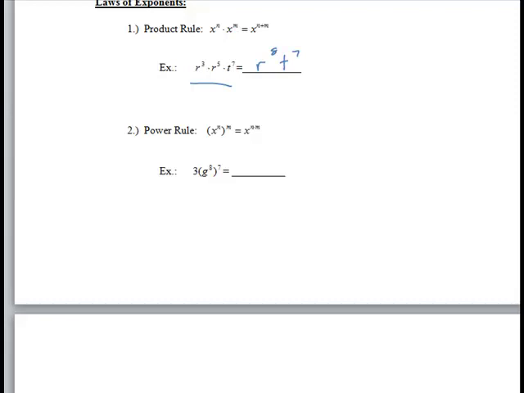In example 3, g to the 8th raised to the 7th. Once again, watch parentheses. That exponent of 7 only belongs to what's inside the set of parentheses, and what's in there is the g to the 8th, so a power raised to a power. You simplify that by multiplying the exponents. 8 times 7 is 56. That 3 basically you're not doing anything with, so it just carries through in the problem.